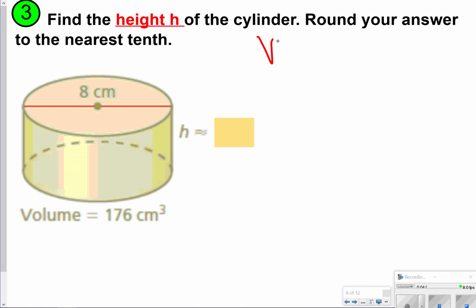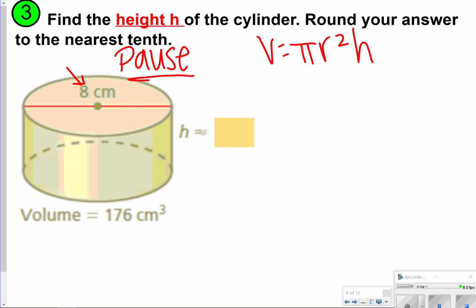You need to make sure that you're writing down your formula, plugging in what's given to you, and just be careful you don't use 8 for the radius. Okay, let's go ahead and pause the video now so you can try this question number 3, and once you're done, click play to check your work.